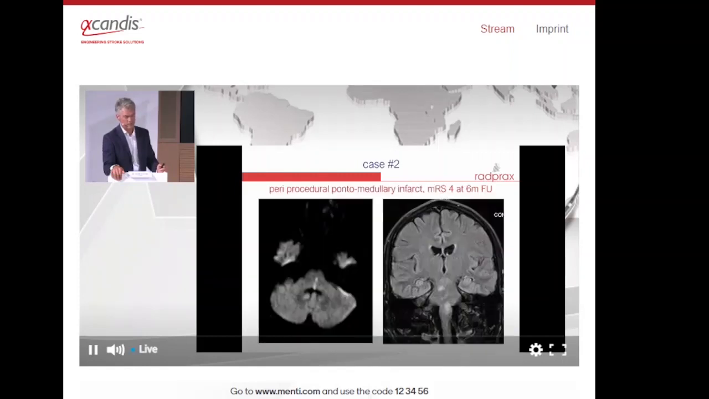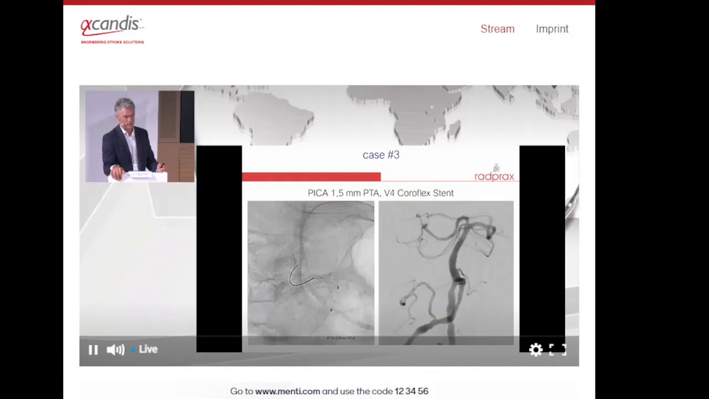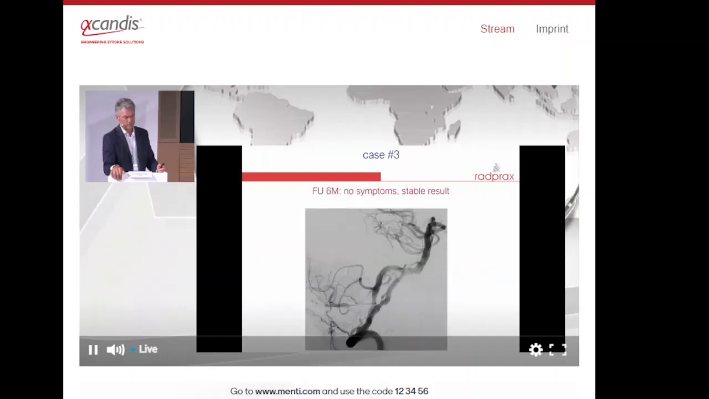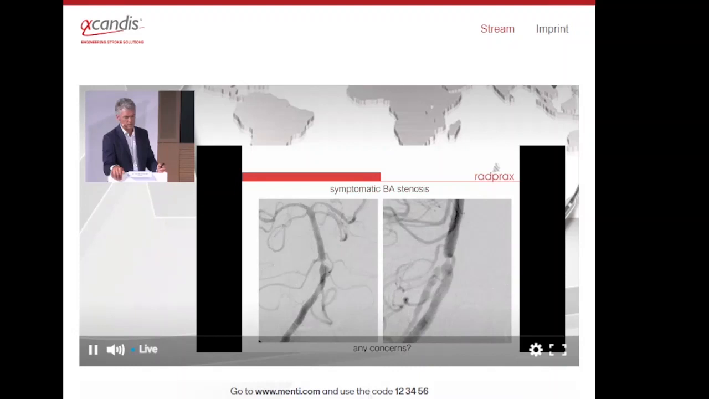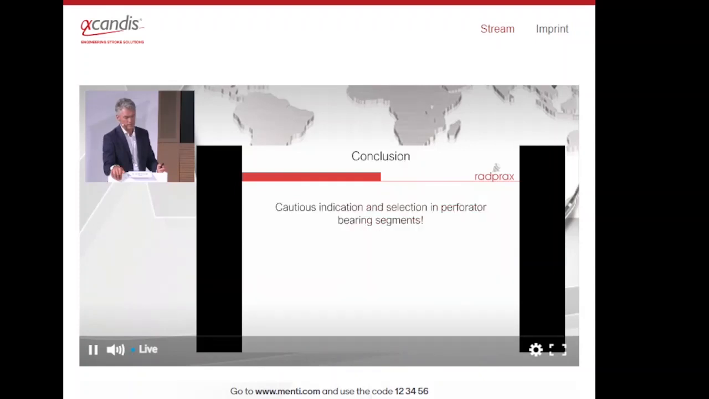The patient had this paramedian medulla oblongata infarct, and still at 6 months follow-up, he was in a bad condition with an mRS score of 4 points. Again, a case of a rising side branch, V4 occlusion with a big PICA, and same procedure. It was protected with a small microcatheter and then PTA'd and stented, and it remained nicely open. This is a symptomatic basilar artery stenosis just below the AICA, and here was no concern because it was really below it and it nicely stayed open.